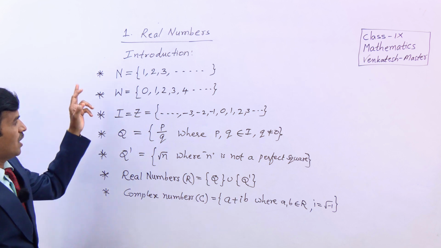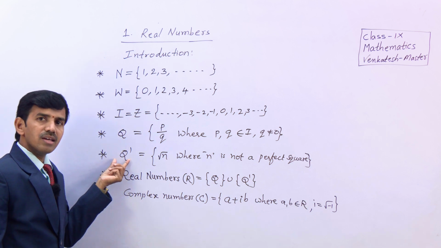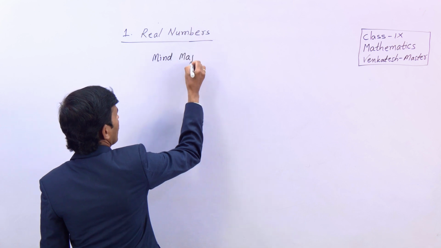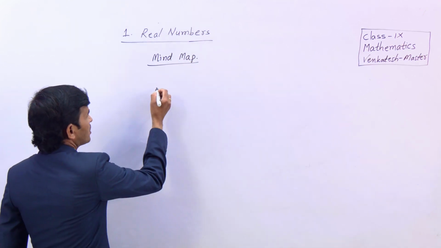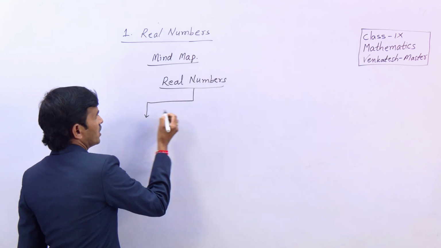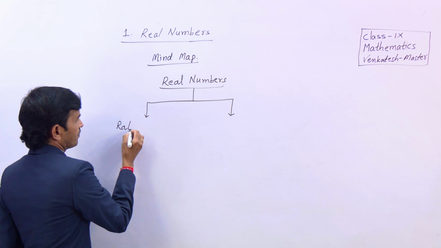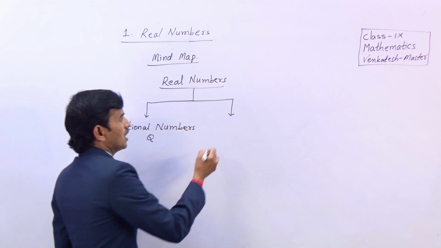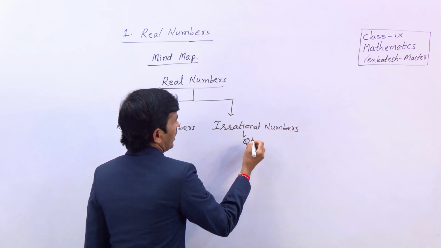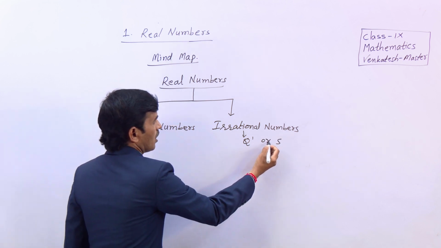Now in this chapter on real numbers, we are going to study mainly rational numbers and irrational numbers and their combinations. Mind map: if you consider real numbers, it is a combination of how many sets we have discussed? That is 2 sets. One is rational numbers, denoted by Q. The other one is irrational numbers, denoted by Q dash, or S, or R.